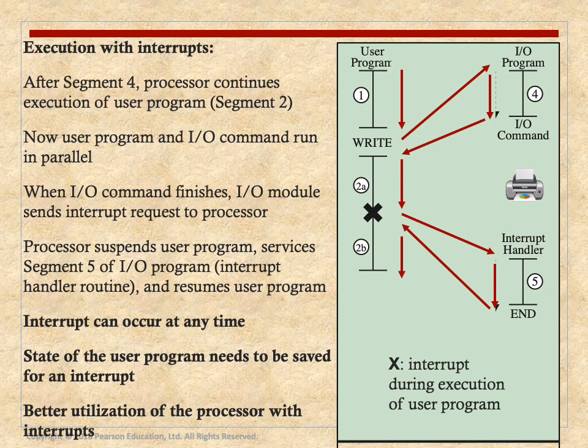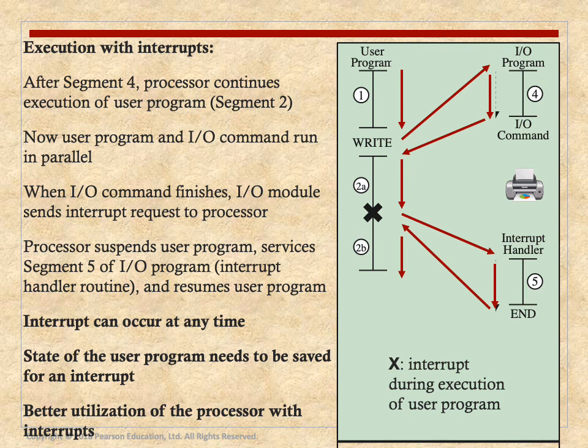There's a routine that is in charge of resuming the input and output program, and that is called the interrupt handler. Once the interrupt handler has ensured that the input and output program has run to completion, the processor will resume the user program. That means in our example, now segment 2B of the user program will be executed on the CPU. Such an interrupt that gets caused by an external device, like the printer in our example, can occur at any time.